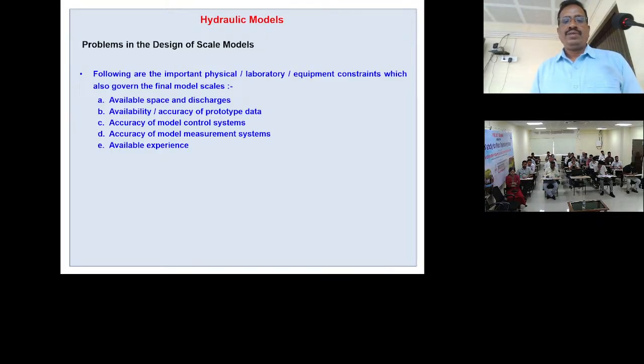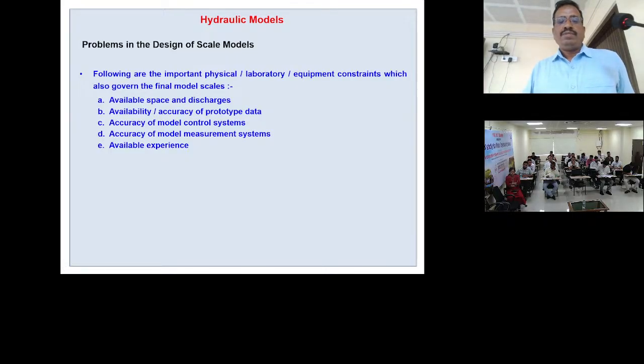Availability and accuracy of prototype data. This is also very important. The data given by the project authority should be clear and without any problems. Accuracy of the model control system. The control system is also very important. Before running the model, you have to control at the downstream. If you have any weir or barrage control system downstream, then you can reproduce it in the model, so that you can control from there up to the upstream. You can maintain the level.